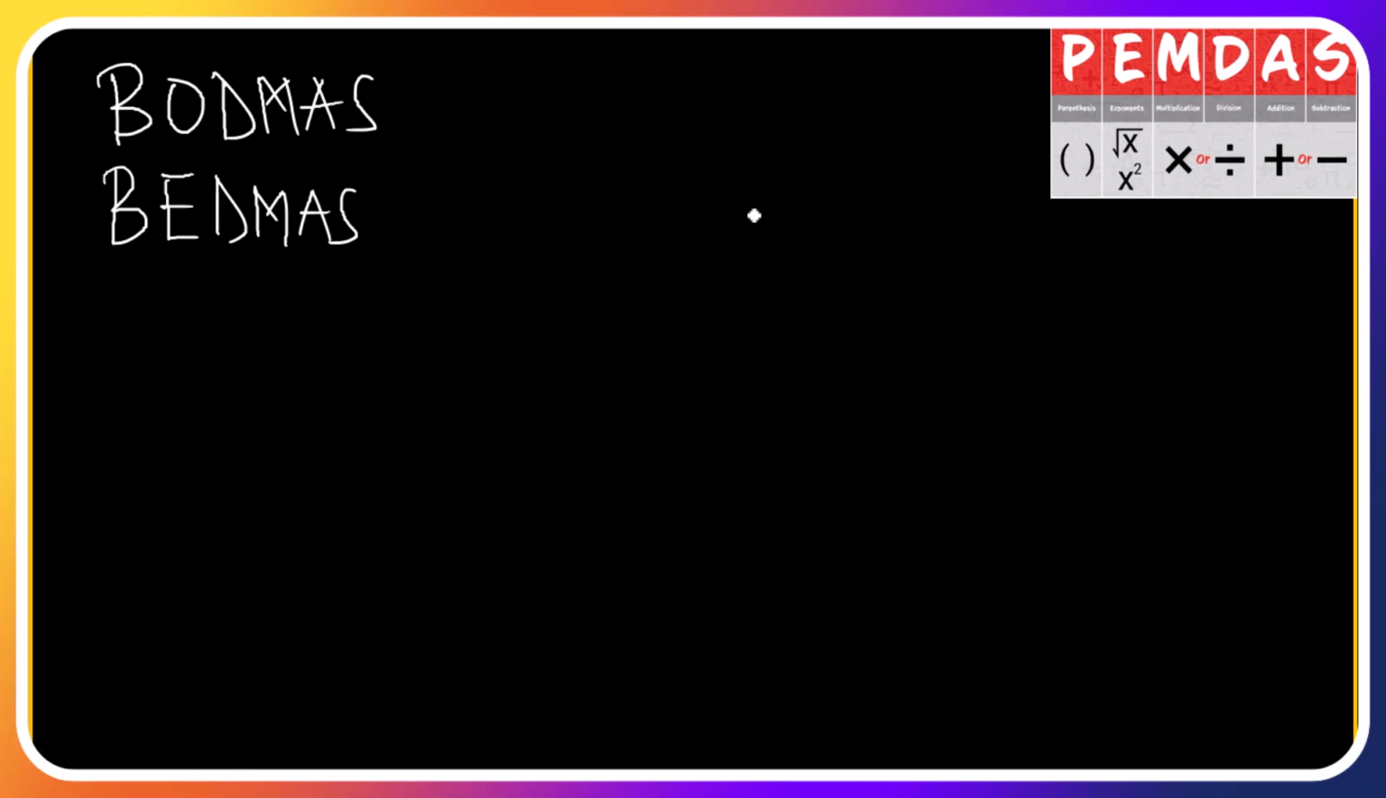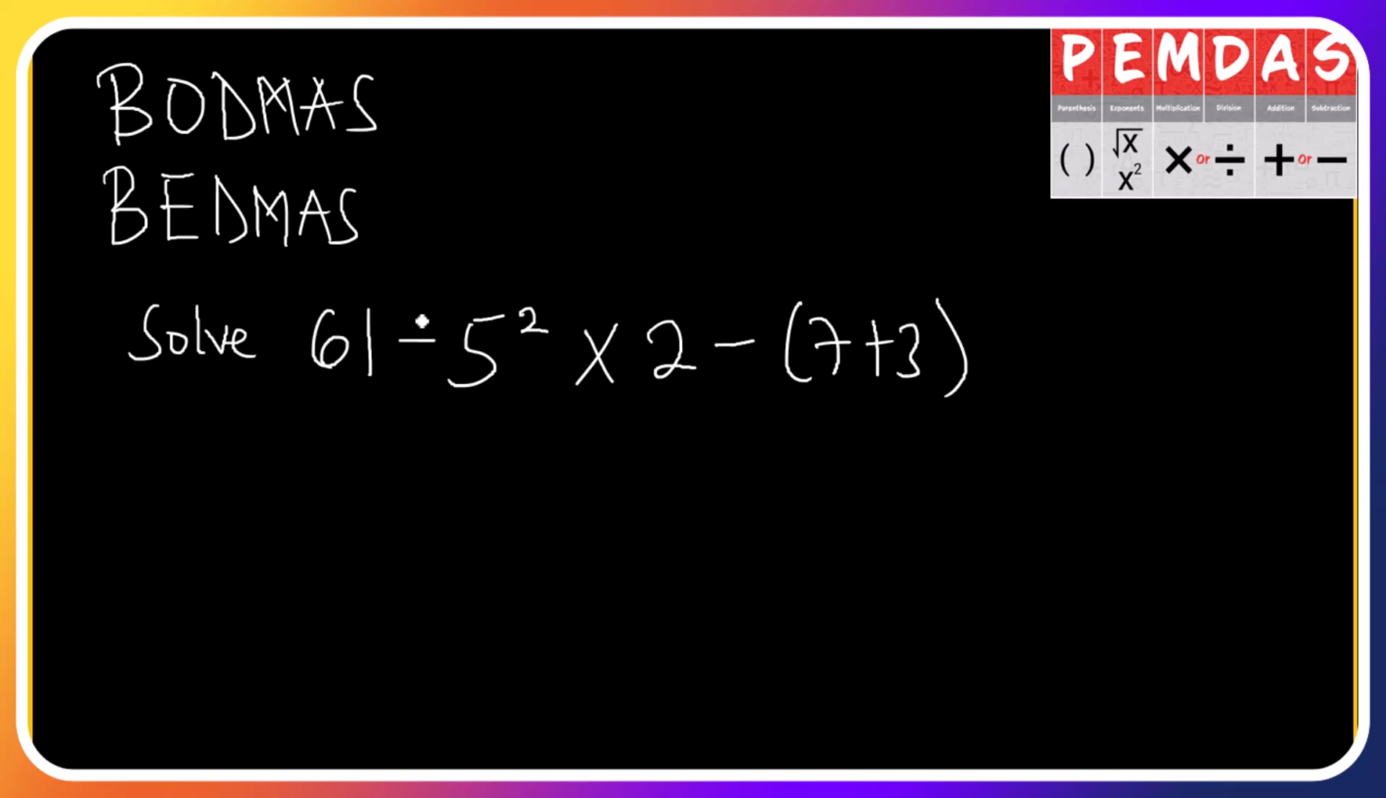Now, considering our first question, we are to solve the following expression, and what we have over here is 61 minus 5 raised to the power 2 multiplying 2 minus the bracket 7 plus 3. So we have 3 or 4 operations to work on. Now the first thing to do is to start with the parenthesis, which is the bracket sign over here.